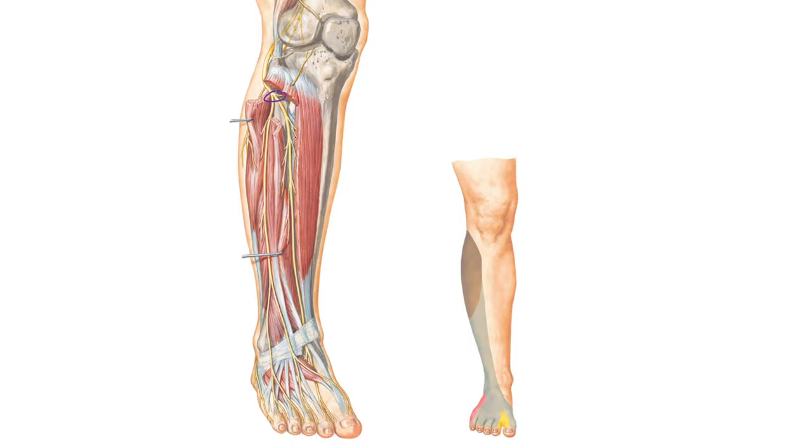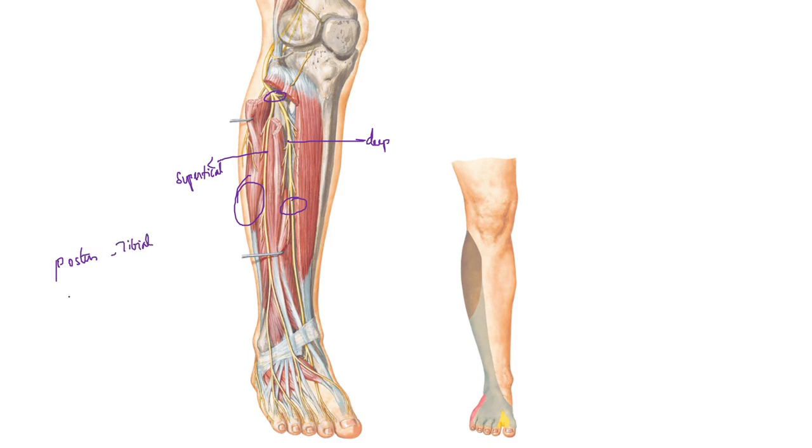Near the neck of the fibula, here we have the neck of the fibula, the common peroneal nerve divides into the superficial peroneal nerve, which goes to the lateral compartment of the leg, and the deep peroneal nerve, which goes to the anterior compartment of the leg. Understood?